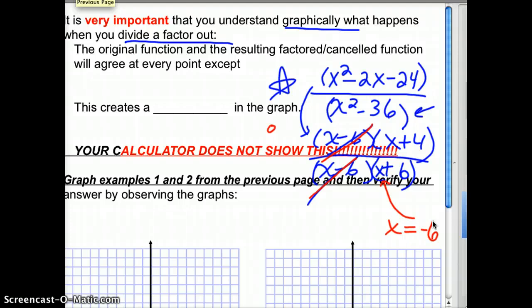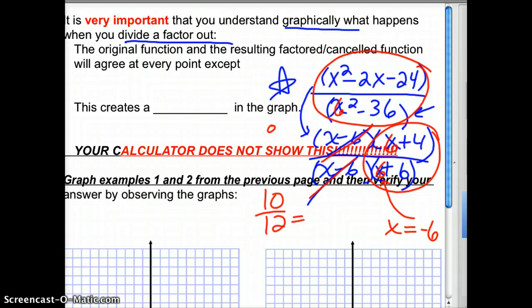Now, if I were to ask you, how could you remove that discontinuity? What I'm telling you is that this function right here and this one right here agree at every point except at 6. So if I put a 6 in here, obviously this fails because I get a 0 on the bottom. But if I put a 6 in here, I'd get 10 over 12, or 5/6. So I can fill that hole, or remove that discontinuity, if I just say, you know what, I want f of 6 to equal 5/6, and I can move on my way.